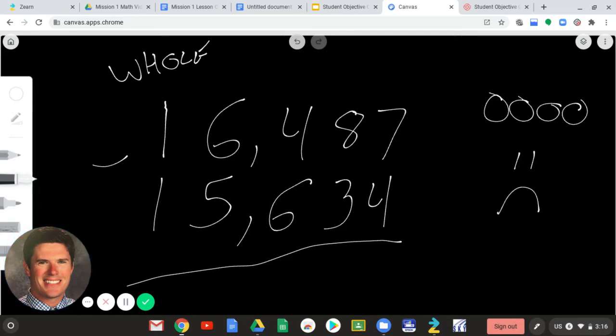Sad day. So what do I need to do? I need to borrow or unbundle. So I don't have enough hundreds here to subtract. I can't take away 6 hundreds from 4 hundreds. So what do I need to do? I need to borrow or unbundle. So I go up to my next place value, which is the thousands place.